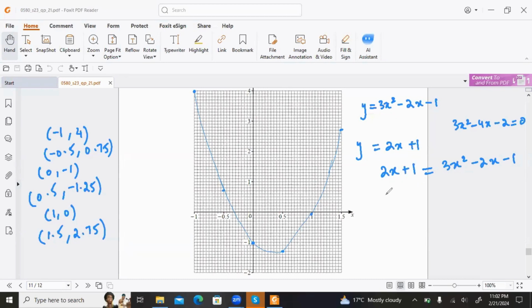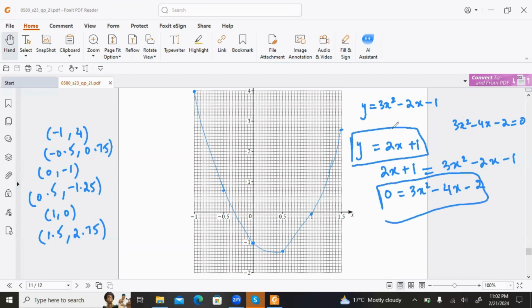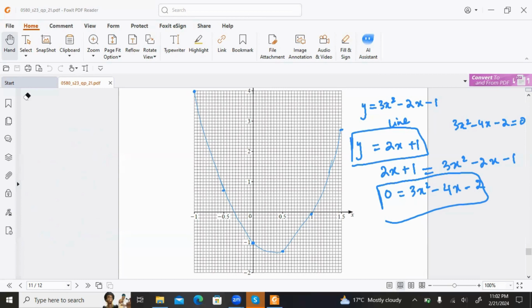Yeah, so when you move to the left hand side, the right hand side, what happens is that it becomes 3x squared minus 4x minus 2, which is exactly what the question is asking. That means this is a line which we have to sketch. So to sketch the line, I'm going to first remove these points over here. So our line is y equals 2x plus 1, and we have the limit from -1 to 1.5 for x.